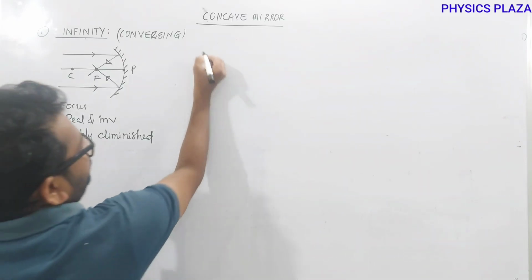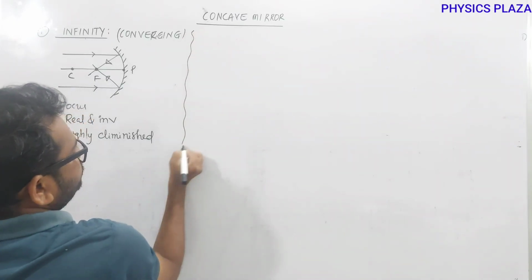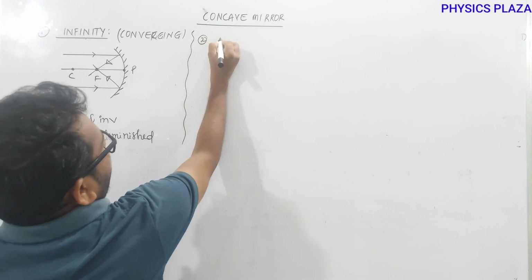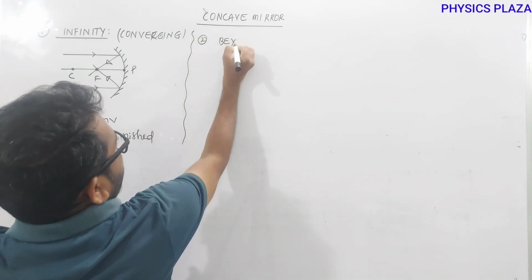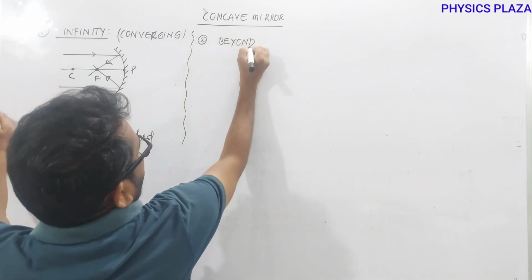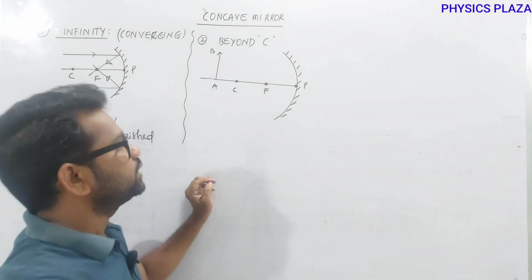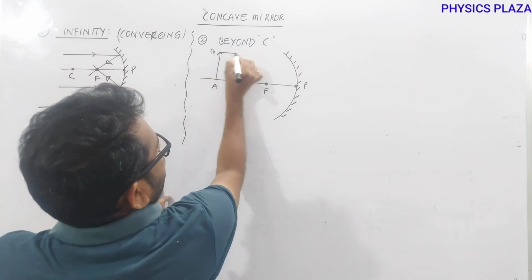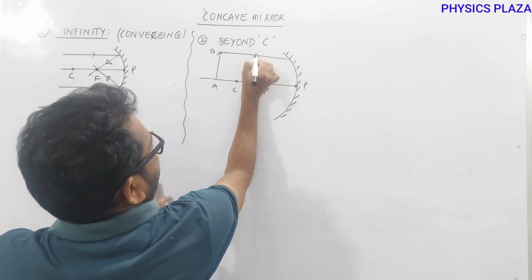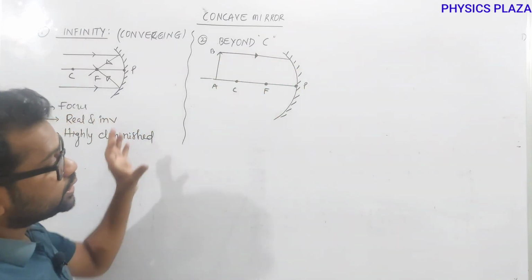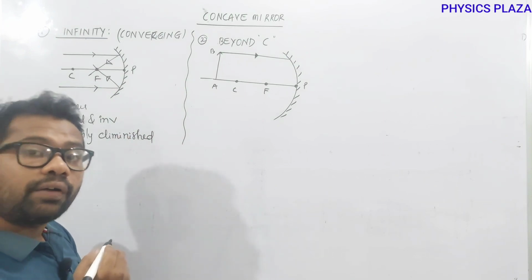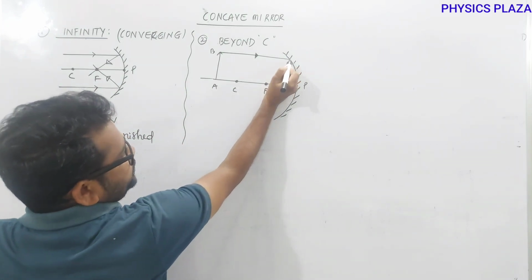Okay, fine. Now let us see case 2, where the object AB is placed beyond the center of curvature. Now we have taken any 2 convenient light rays, in which one is going to be parallel to the principal axis. Okay, fine. So what will happen here after reflection, children? It passes through the focus.